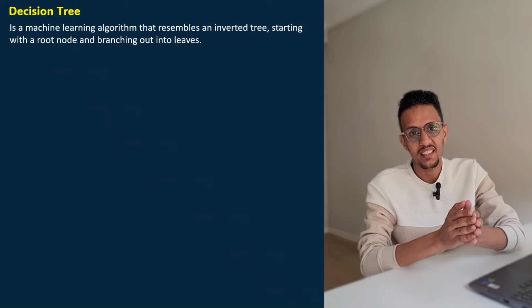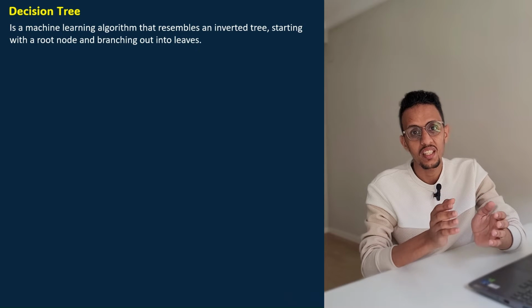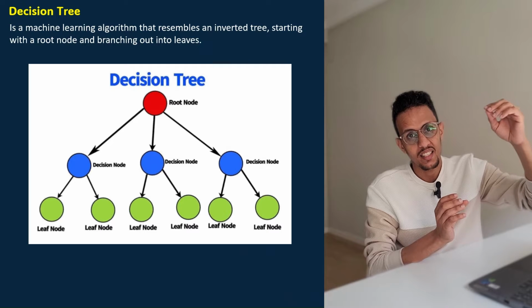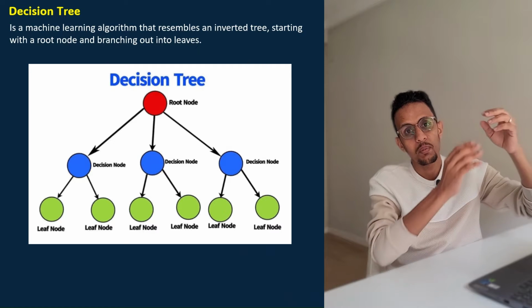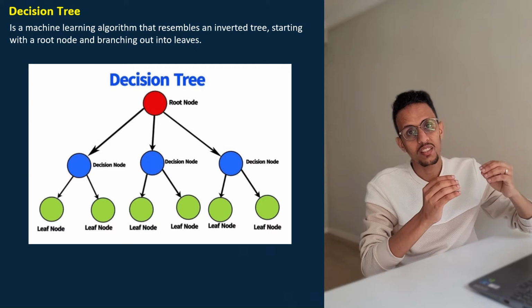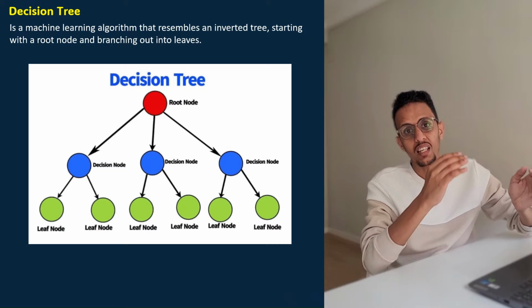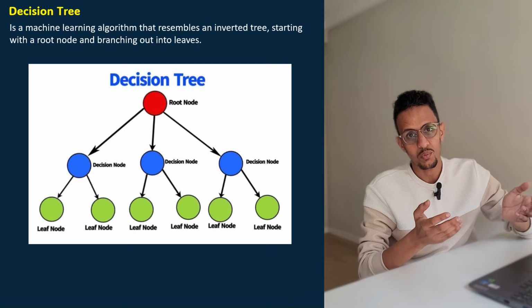As the name indicates, it reflects the structure of a tree that is upside down, where the root represents the entire dataset, and this dataset will be split and flowed through the different elements of the tree in the form of yes or no questions until we get to the leaf, which is the output.